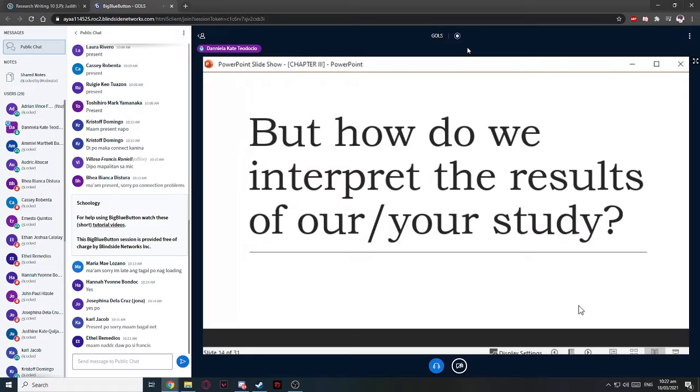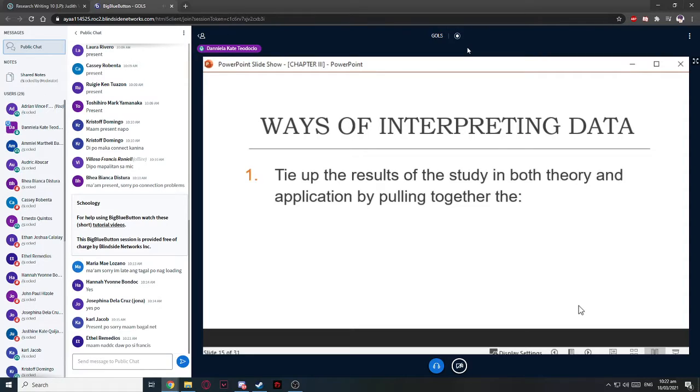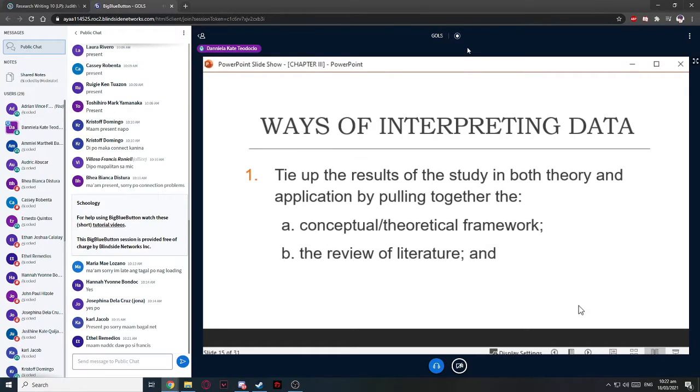Now, how do we interpret the results of our study? Now we have our ways. Actually, we only have two or three ways. The first one is to tie up the results of the study in both theory and application by pulling together the conceptual and theoretical framework, the review of related literature, and the study's potential significance for application, or what you call the significance of the study.